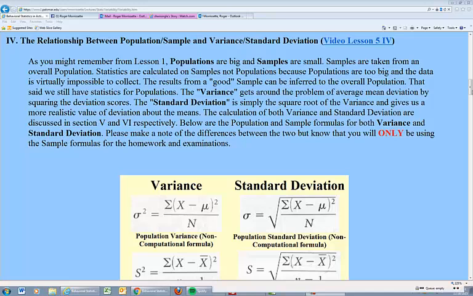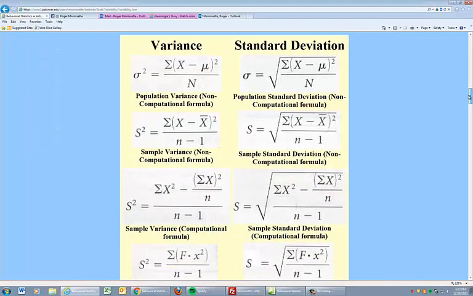So if we run a good study and we take a representative sample, the results we find from the sample can be inferred to the population. So we're always calculating sample data. We're rarely calculating population data. That said, there are still formulas for population variables.